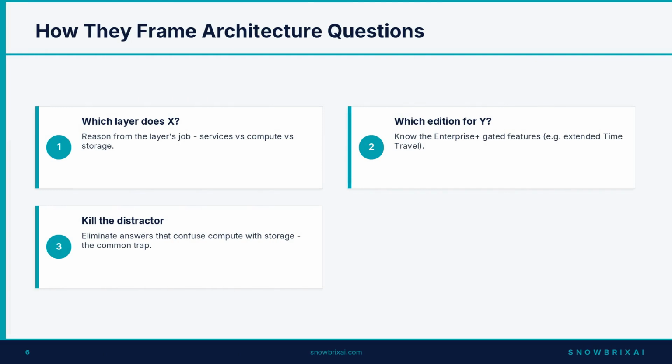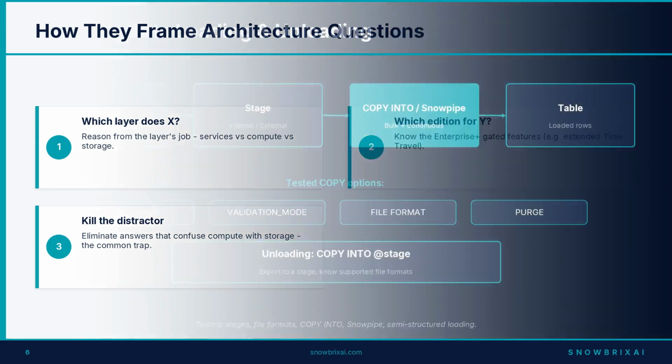Now, let us talk about how they actually frame architecture questions. Because the pattern repeats, one common form is which layer is responsible for this task. When you see that, reason from each layer's job, not from memory. Another form is which addition is required for this feature. That is why you memorize the enterprise gated features. And here is the distractor to watch for in wrong answers. They love to confuse compute with storage. If an option blurs the warehouse with the data layer, eliminate it. That single instinct will save you several points.